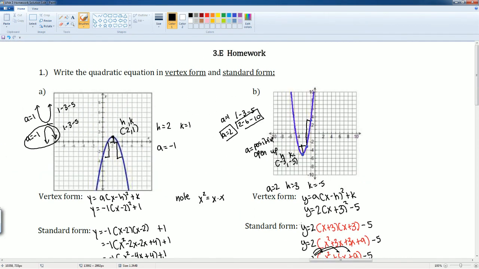So there you go. That is how you do number 1: how to convert from a graph to writing the equation in vertex and standard form.